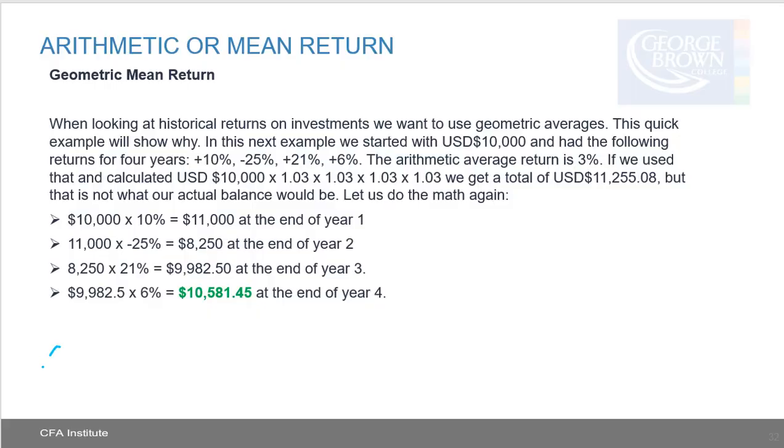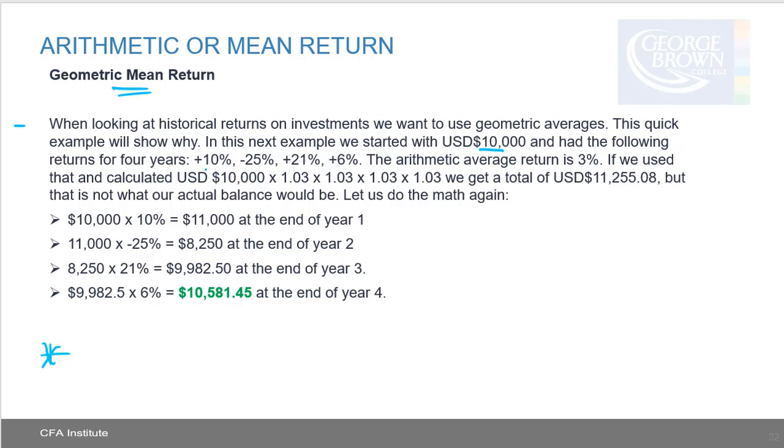Okay, this is my own slide. It's not in the text, but it's an example of why we use geometric mean returns when we're looking at investments. Okay, so when looking at historical returns on investments, we want to use geometric averages. This quick example will show you why. So in this example, we start with 10,000 US dollars, and we have the following returns for 4 years.